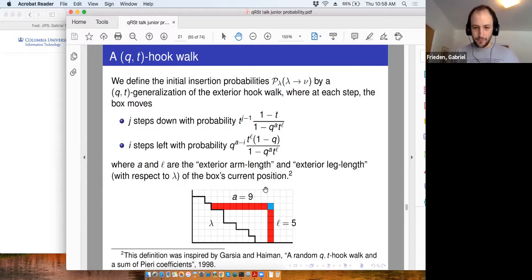A is representing this length, and L is representing this length. Garcia and Haiman had a similar construction taking place inside the Young diagram, and that sort of inspired this definition.